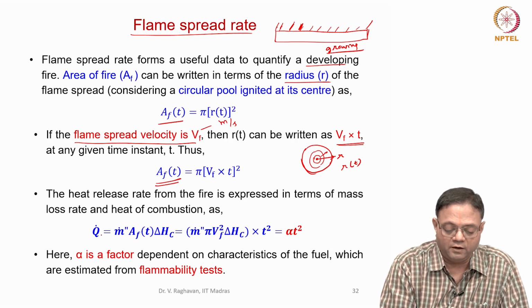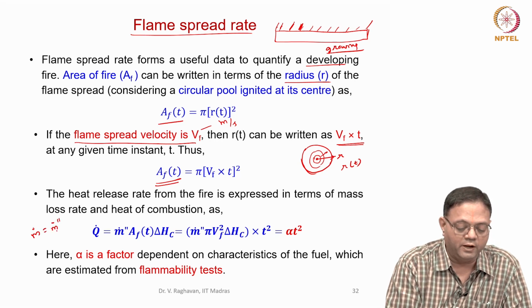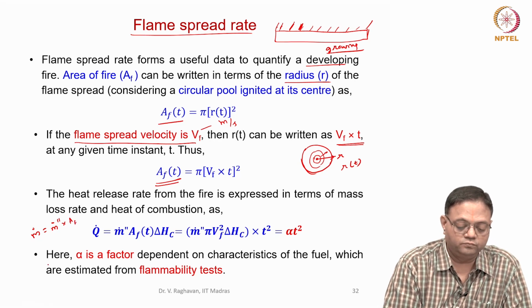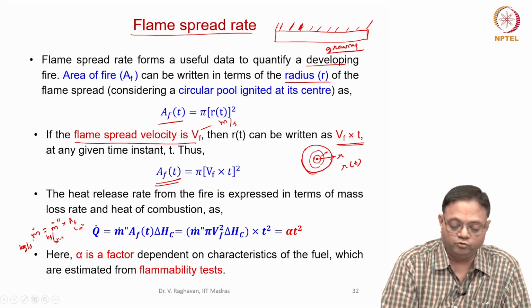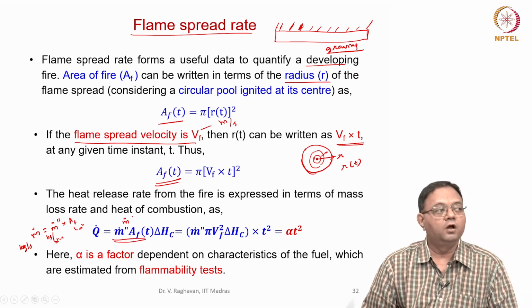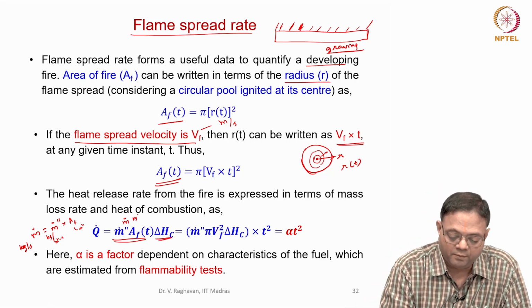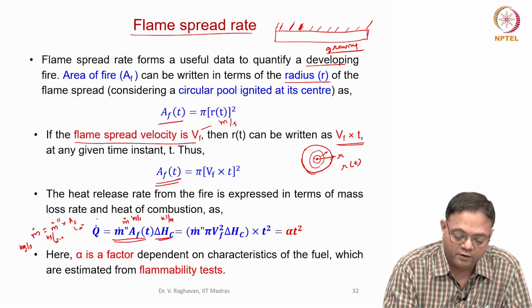Mass loss rate m dot will be equal to the mass loss rate per unit area into the area of the fire. So, this is kg per second, this will be kg per meter square second, and this will be meter square. So, this is the mass loss rate m dot, and this is the heat of combustion. This is in kg per second, and this will be in kilojoules per kg. So, this will be in kilowatts.